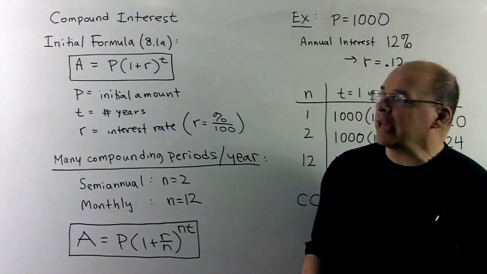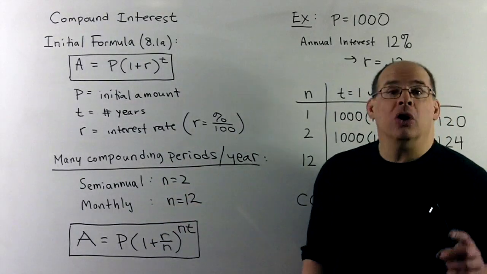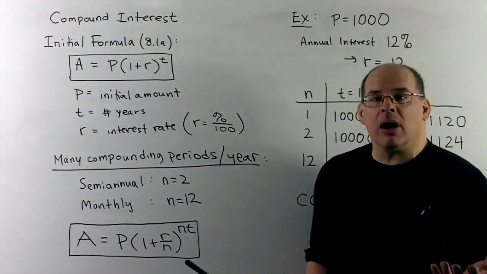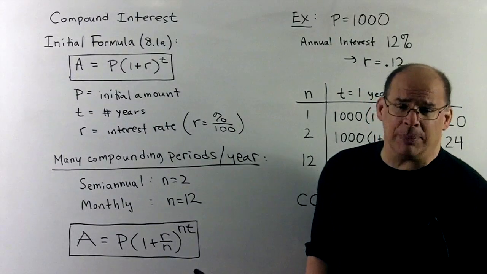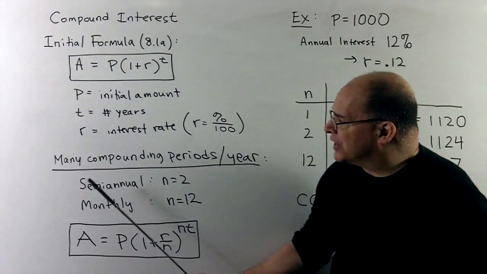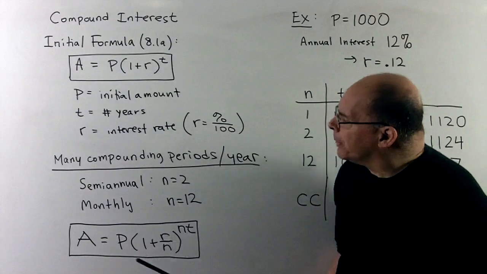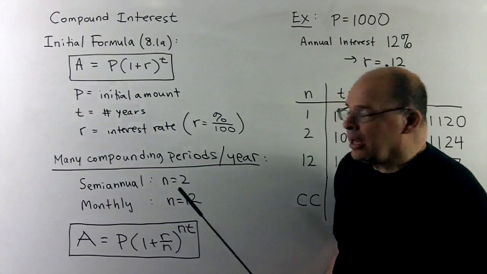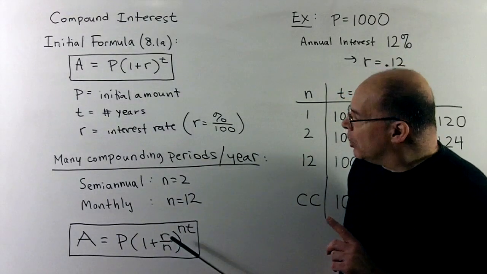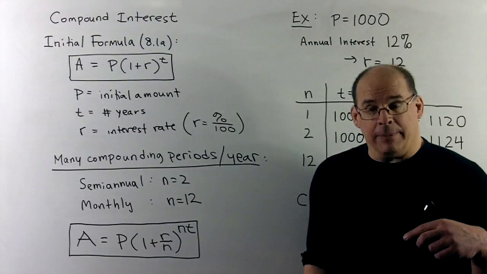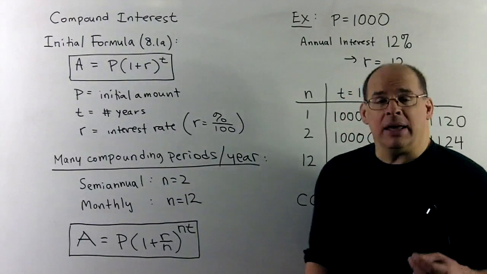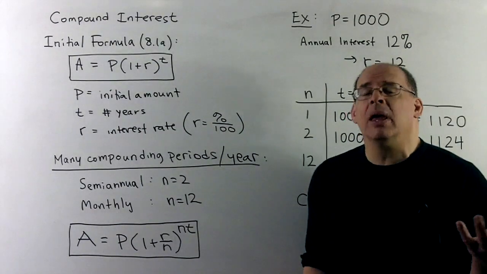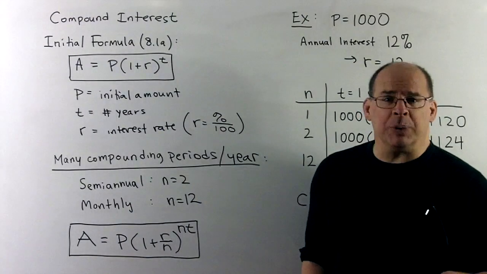How does this model work? How does it change our initial one? Fortunately, not by much. If we call n the number of times we collect interest, the number of compounding periods in a year, then for semi-annual, we'd collect 2 times a year. For monthly, we collect 12 times a year. I call that n, and then the change to the formula is that for the r, we divide by n. So for instance, for semi-annual, if I've got 10% for the year and I've got 2 compounding periods, the way the banks work it, they'll give you 5% for each period that you leave it in.